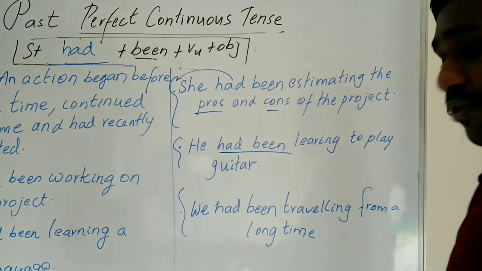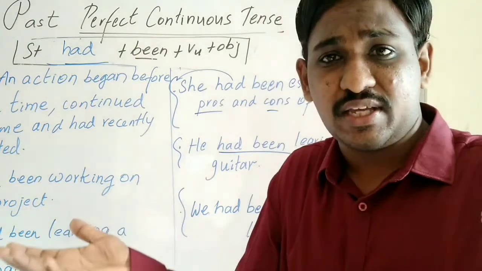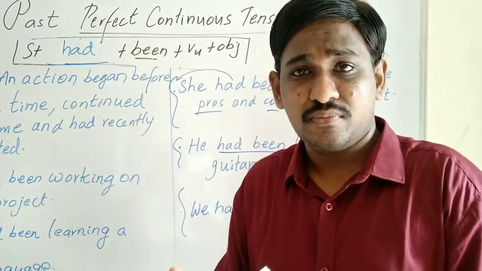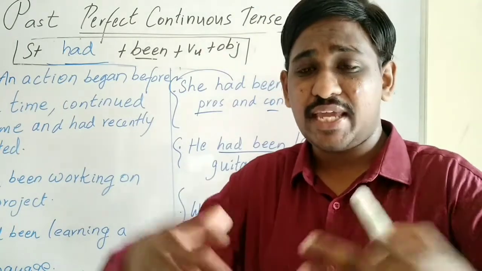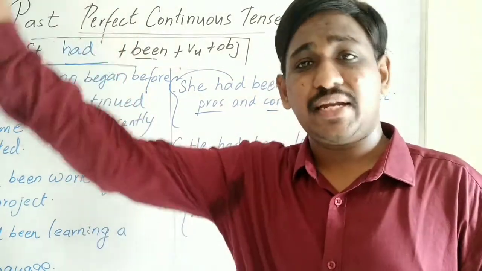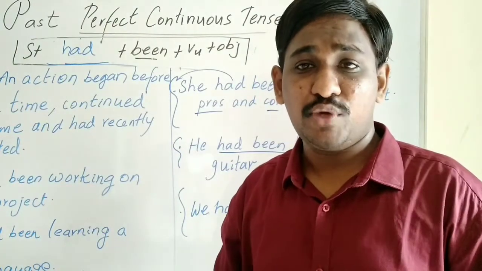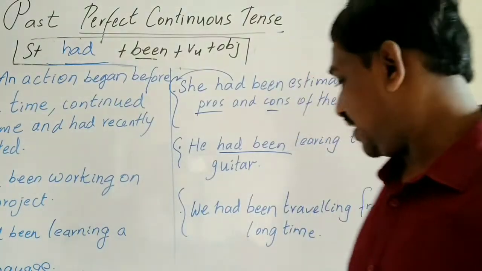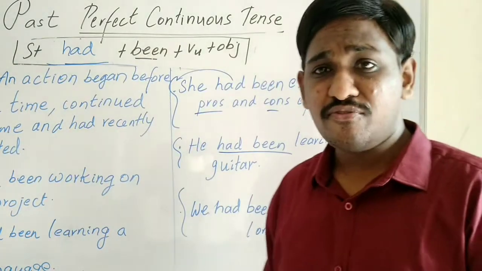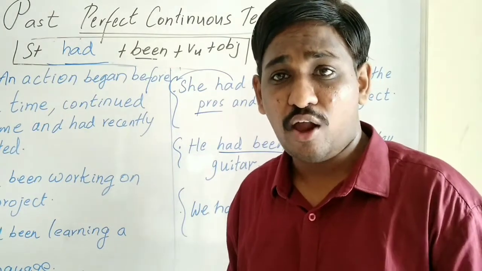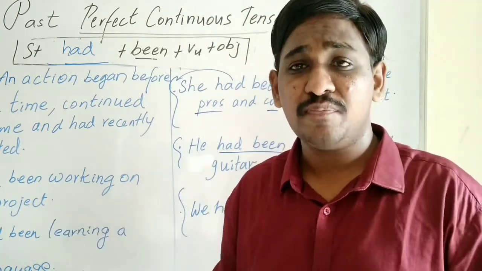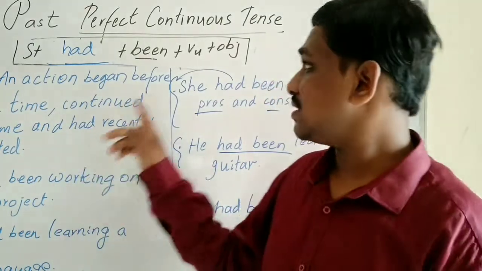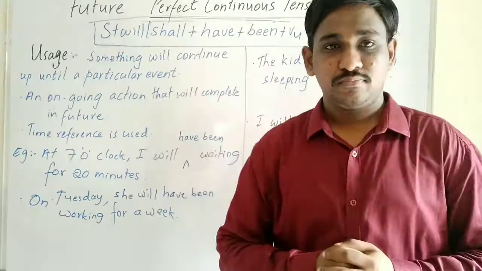So one more example. We had been traveling for a long time. So are you traveling now? Not necessarily. It's completed. We had been traveling for a long time now. So now you're not traveling. You're tired, so you're taking some rest. So in future it may continue, but for now it stopped. Had we been traveling for a long time now? Yes, we had been traveling for a long time now. No, we had not been traveling for a long time now. So these are the positives and negatives. So this is past perfect continuous tense for us.